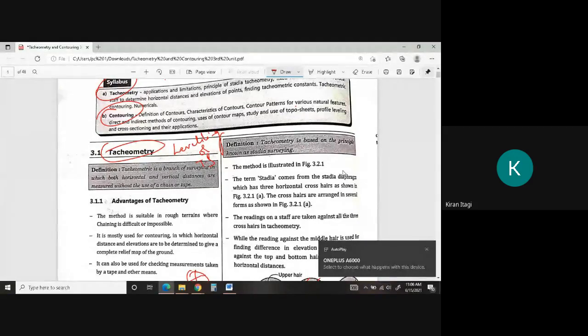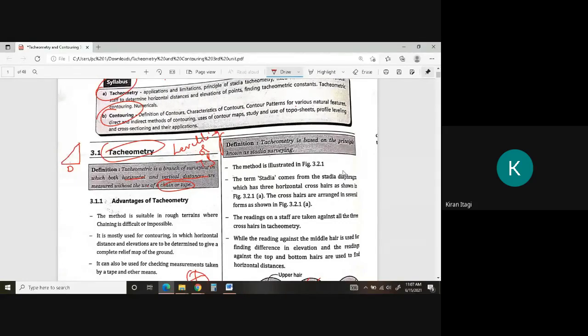Tachymetry is a branch of surveying in which both horizontal and vertical distance are measured without using any chain or tape. So here we are measuring the horizontal distance and the vertical distance between the station and the point, also the horizontal and vertical distance between these two points. For example, once you get this horizontal distance, say this is a building and you want to measure the height, this is alpha, you know this one.